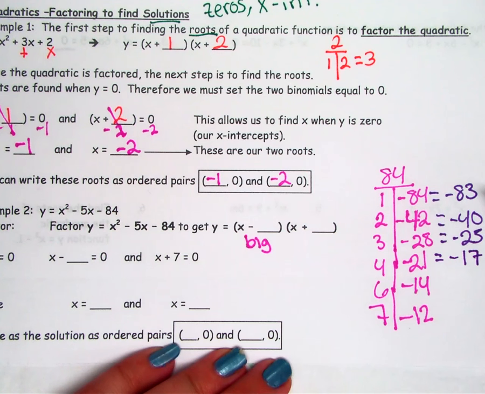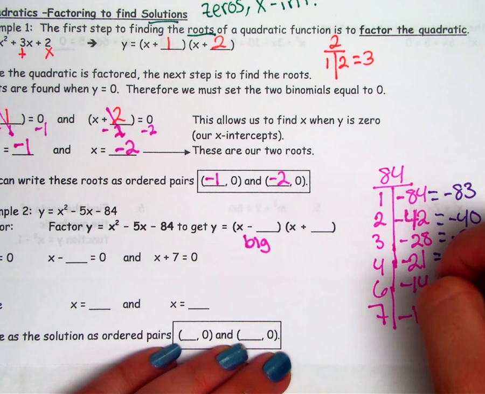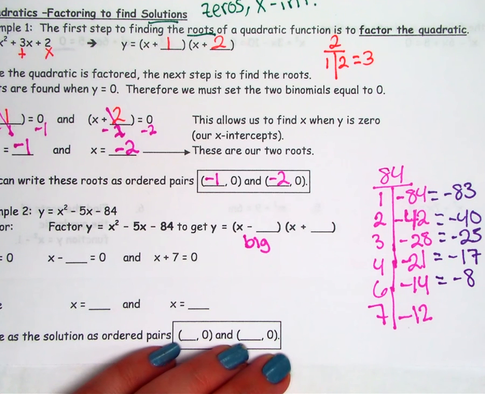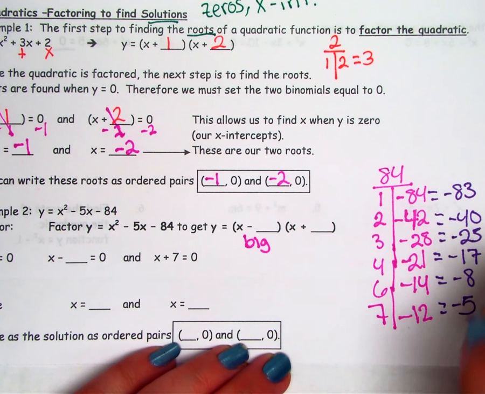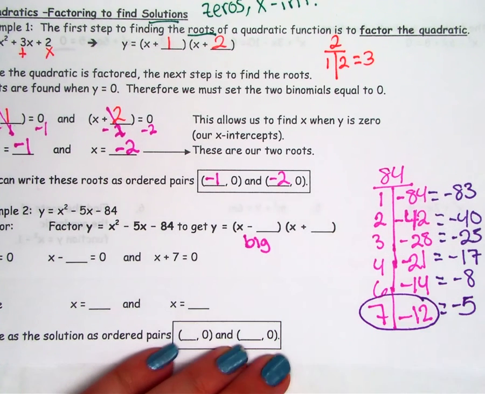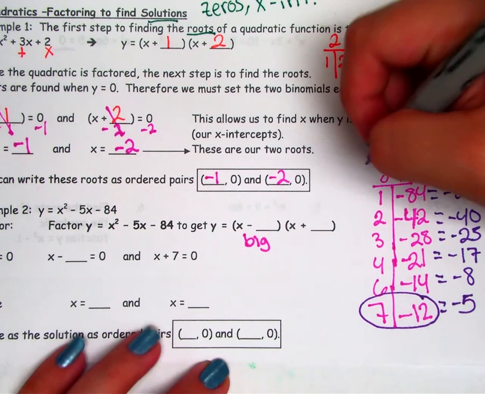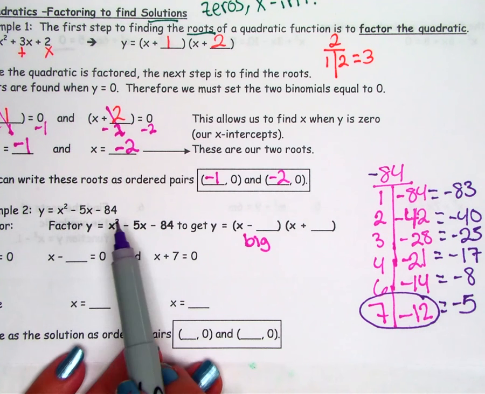I'm getting smaller numbers, so that means I'm doing something right. I'm going in the right direction. 6 plus a negative 14, that's negative 8. And this one has to work because it's the very last one. 7 plus a negative 12. And yes, that does give us a negative 5. So, there we go. Those are my two magic numbers that when I multiply, I'll get a negative 84, and when I add them, I'll get a negative 5, which is exactly what I want it to do.